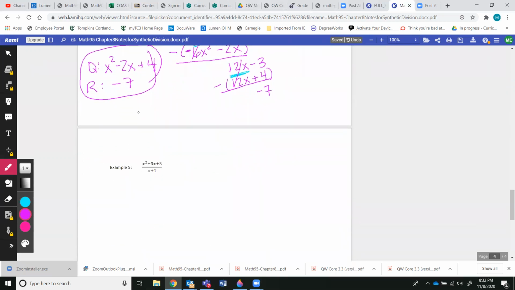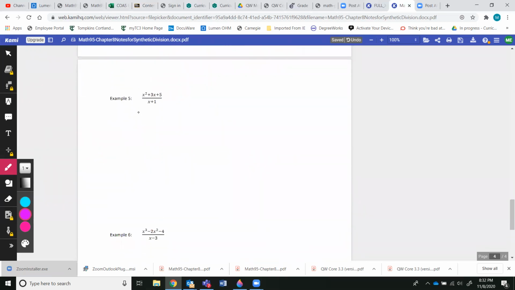The next two we can do either way. We can do it by long division or synthetic. I'm going to do them both ways. Again, it'll be a little quicker than last time, than example 3, because these are much smaller polynomials. So here I have x squared, x, and a number. I do not need to add anything to that. x squared plus 3x plus 5, and x plus 1 is my divisor.